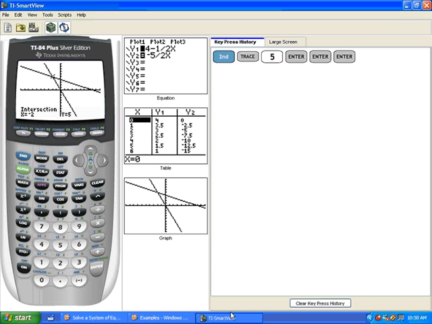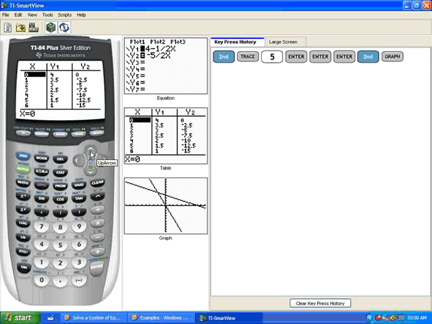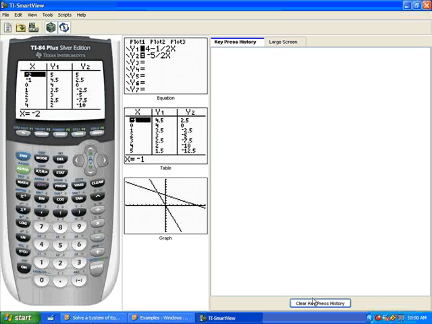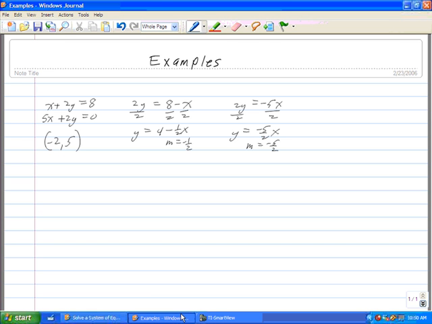Let's verify that with the table. Second function, graph button brings up the table. I'm going to go up 1, 2 to negative 2, and I get a matching 5 for the y values. That means that that was in fact your solution. So another easy example solved on the calculator. Now let's look at another example.